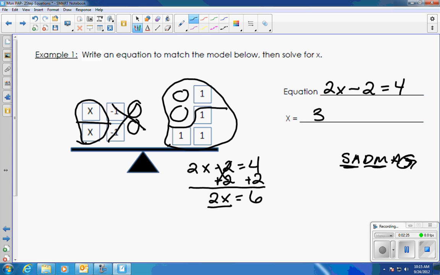The way we would show that algebraically is I divided this by 2, because to undo multiplication, you do division. This went away, and I just had an x equal to 3. Let's try another one.